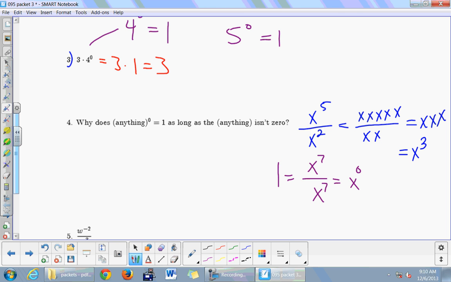Anything to the 0 is 1. It's just a fact, put it in a red circle. That is something you need to be armed with for the final exam. Anything to the 0 is 1.